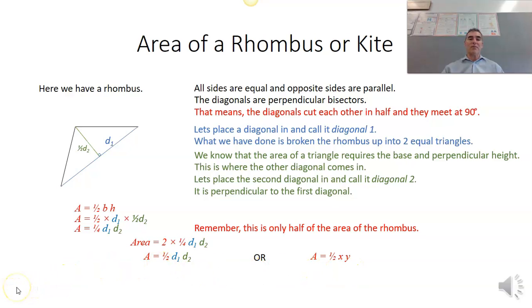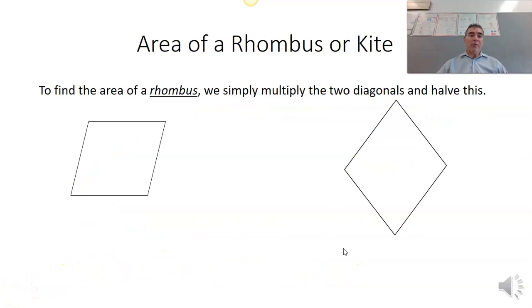of those diagonals. So in summary, to find the area of a rhombus, we simply multiply the 2 diagonals together and halve that result. So we've got a rhombus over here, and if we put in 1 diagonal and we know that length, and our second diagonal and we know that length, then we can simply multiply those together and halve them. Or we can actually halve one of them first and then multiply by the other. It doesn't matter, but there's our formula.